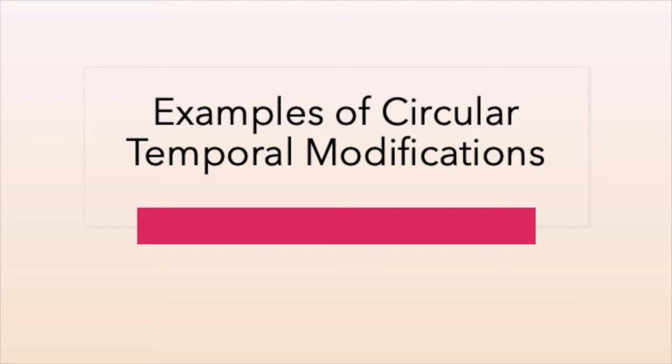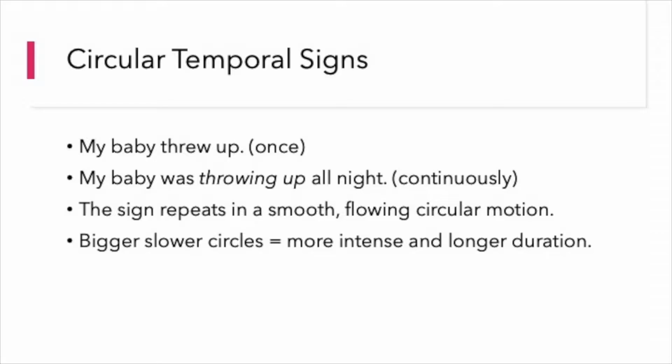Some signs lend themselves to a circular motion for the expression of a temporal modification. The sign to vomit, puke, or throw up is easily made continuous by the addition of a circular motion. Compare "my baby threw up" to "all night long my baby was throwing up." And remember, bigger, slower circles mean more intensity and a longer duration.